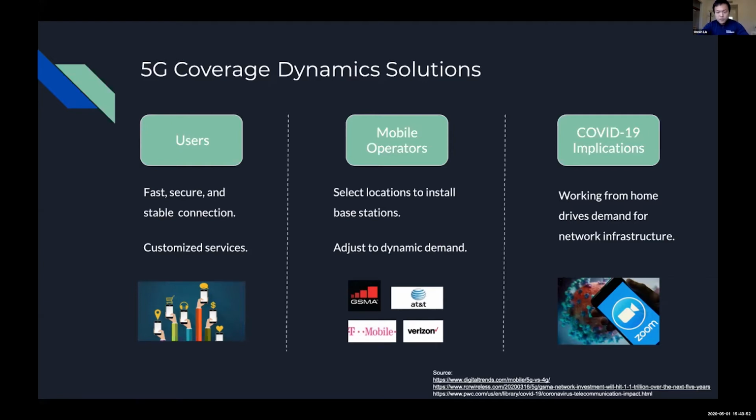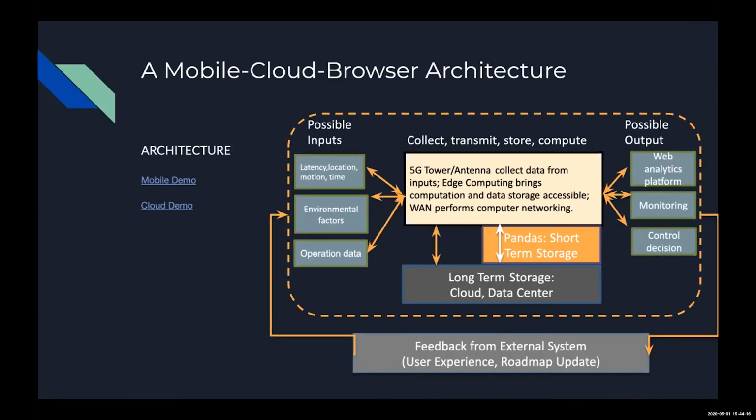So our project, 5G Coverage Dynamics, is going to help mobile operators optimize their network operations by monitoring the real-time network latency and predicting user density and traffic. Our approach is to capture the dynamic data like the latency, location, motion, and time of users, as well as the environment factors like the weather and the operation data from other apps like Yelp.